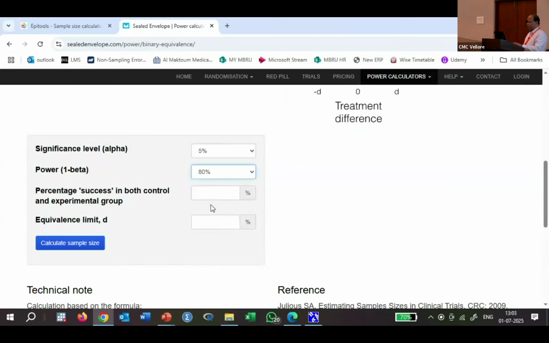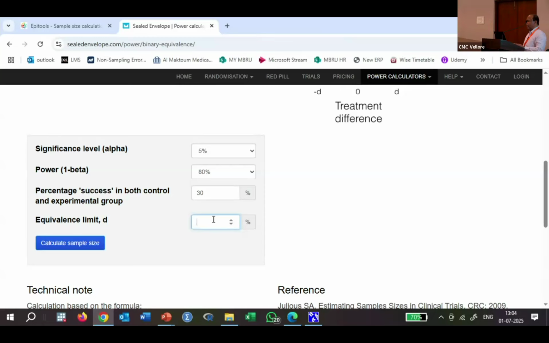So percentage of success. Let's say percentage of success is 30%. And equivalence limit difference. See, this formula doesn't ask you what is the event rate in one arm, what is the event rate in the other arm, and so on. It assumes that there is a difference. It is asking you the delta and the event rate, because the event rate is going to be the same in both the groups. You just give one event rate.